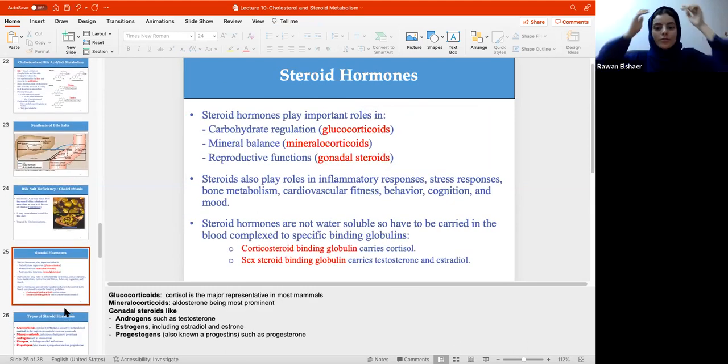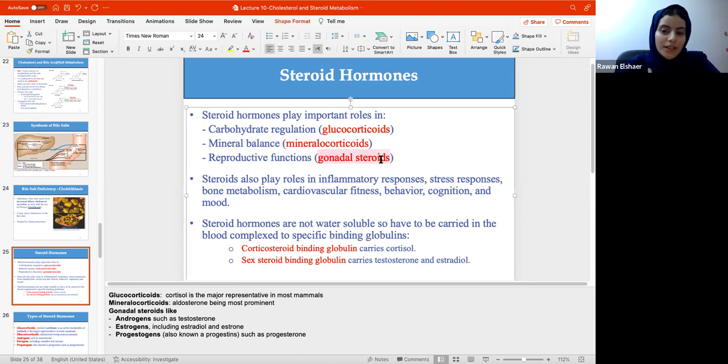Now, steroid hormones. This is the fun part for me. Steroid hormones are very, very crucial hormones in your body. They're important for carbohydrate regulation, like glucose, for example. They're important for mineral balance, so the level of sodium and potassium in your blood can be affected by mineralocorticoids. And reproductive functions, like secondary sexual characteristics, are also affected by steroids. Beside each one, you can see the steroid responsible.